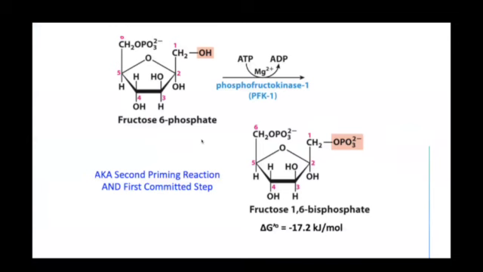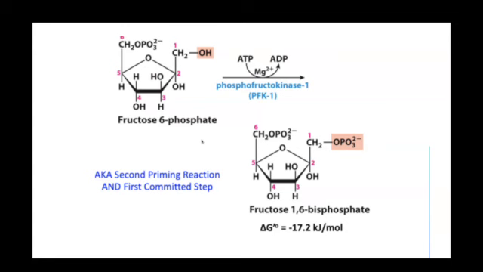Our third step is another activation step. It's the phosphorylation of fructose 6-phosphate to fructose 1,6-bisphosphate. We add a second phosphate group, and this is also our first committed step, which is catalyzed by phosphofructokinase 1. Again, it's our first committed step.